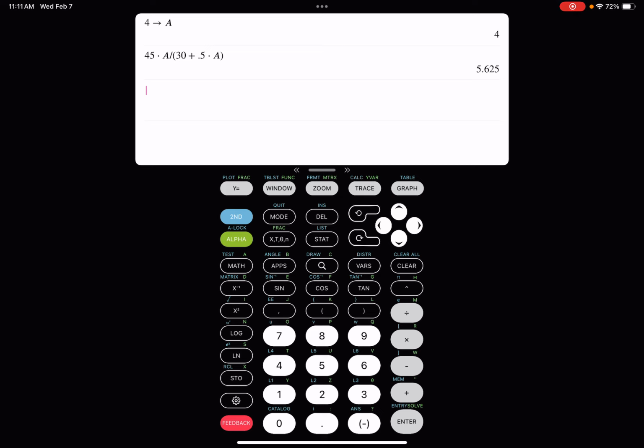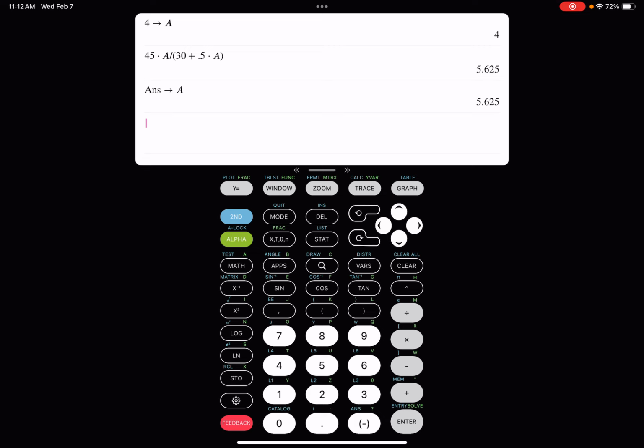Now, here's where things get easier. Instead of having to do this every single time, all we're going to do is hit the store button right from where we are. And it's going to put in answer arrow. So it's going to take the 5.625 and store it where I tell it to go. I'm going to replace my 4 with this new number, so I'm going to put in alpha A and hit enter. So now my A is 5.625.